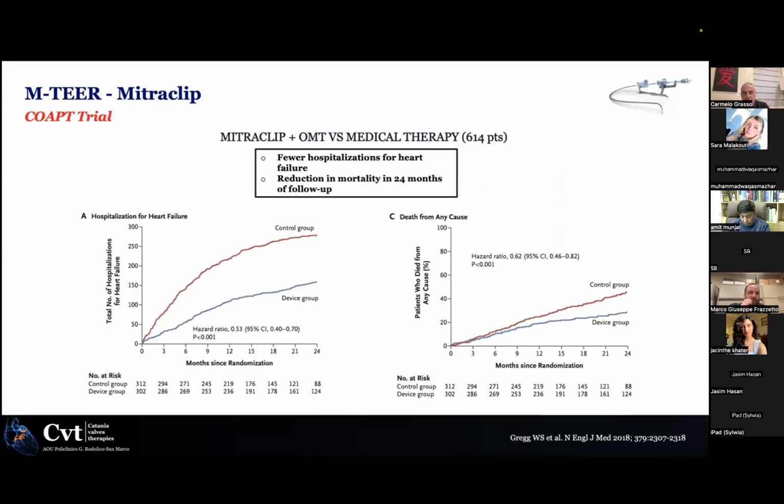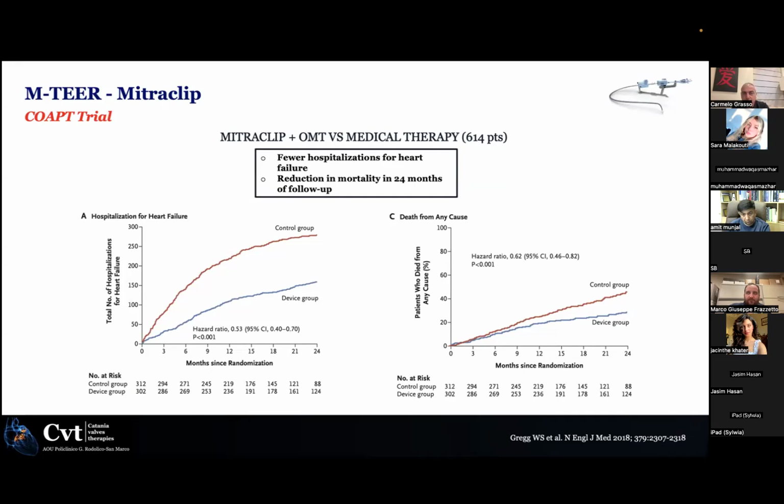A few months later, the COAPT trial was presented by Greg Stone, and it was an incredible result. As you can see, MitraClip showed a reduction of hospitalization for heart failure, but still a better outcome in terms of death from any cause.